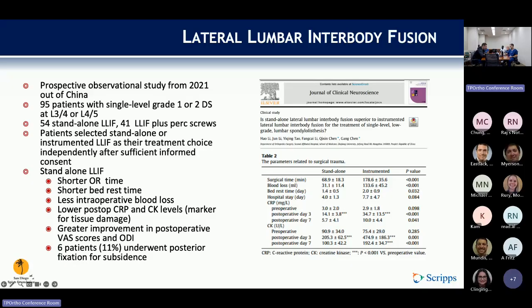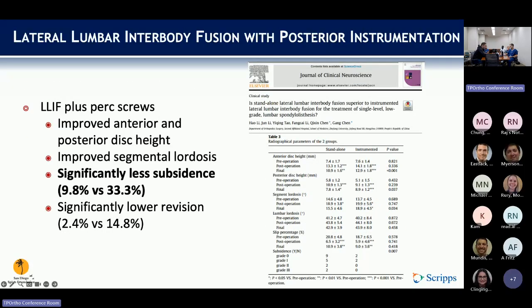But that brings us to our next study, which is looking at lateral lumbar interbody fusion with posterior instrumentation. This study looked at laterals plus perc screws, and they noted improved anterior and posterior disc height, improved segmental lordosis, and significantly less subsidence, 10% versus 33%, with a significantly lower revision rate, showing us that in the right patient population, we should be considering backing these laterals up posteriorly.